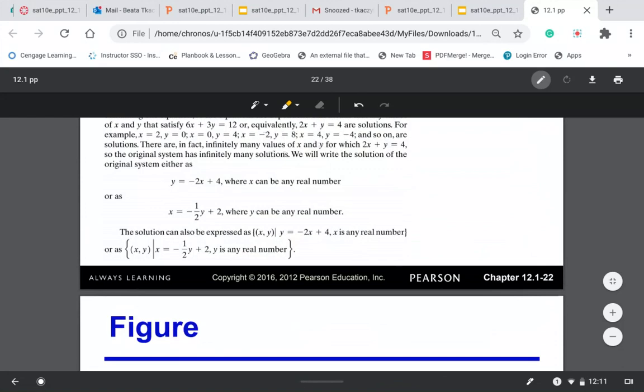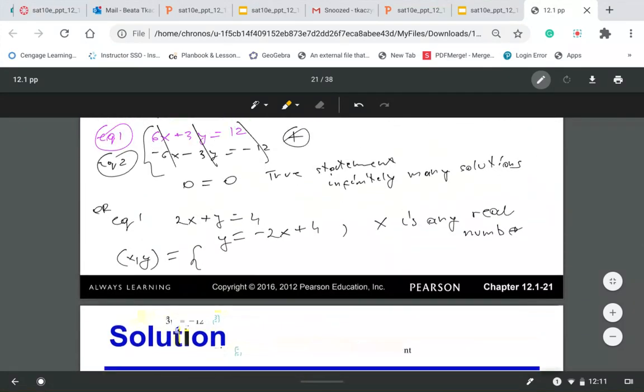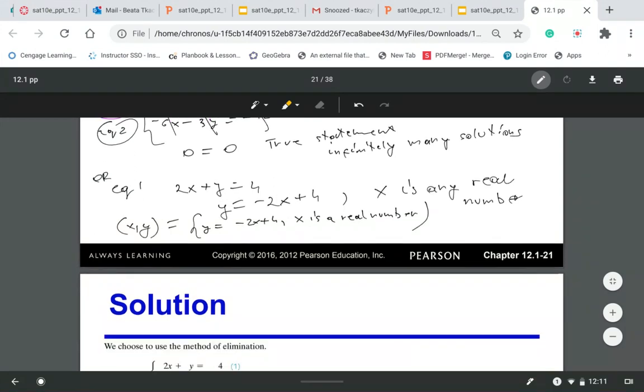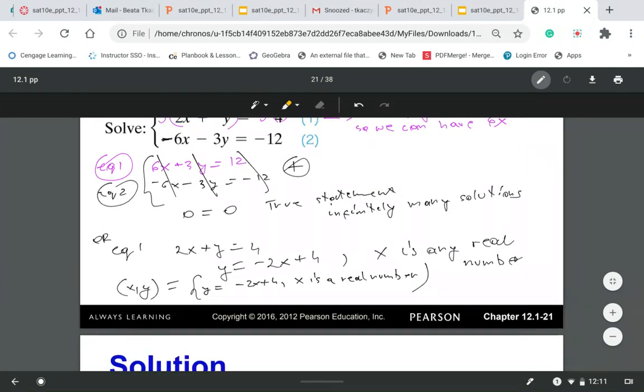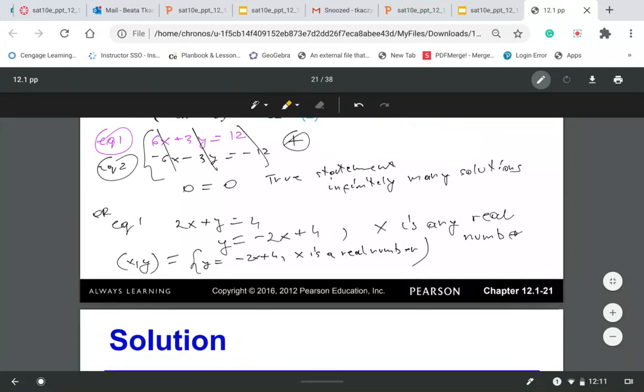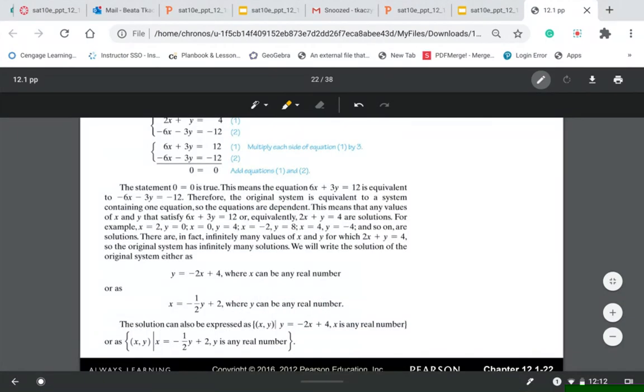So we copy the equation for y: y is equal to negative 2x plus 4, comma, x is a real number. Or you can do the same thing, x comma y, solving the first or second equation, it doesn't matter because they are equivalent. Solve for x, and that could be x equal, we will move that 4, negative 1/2 y plus 2, and y is any real number.